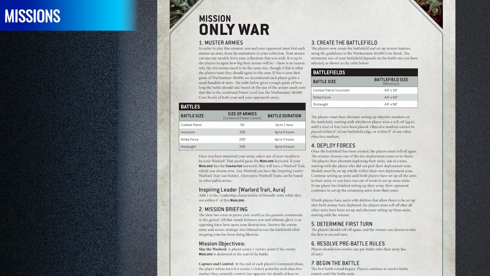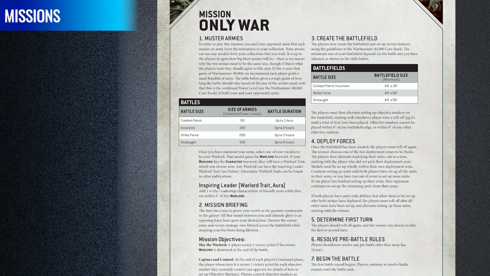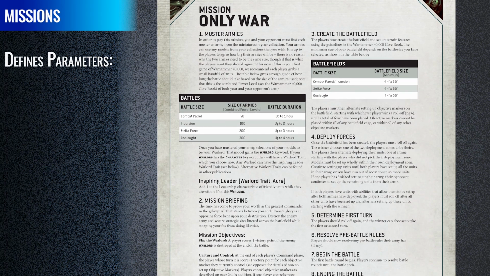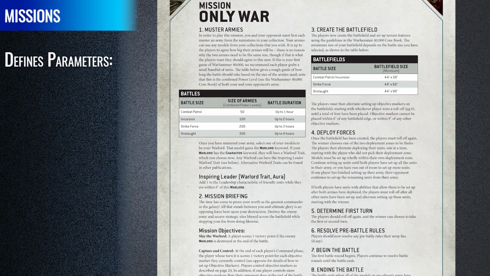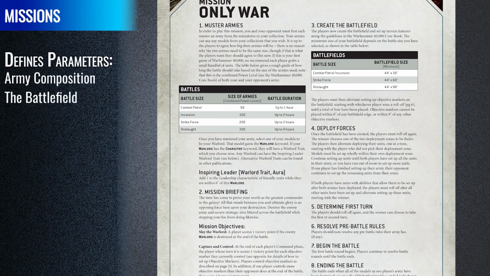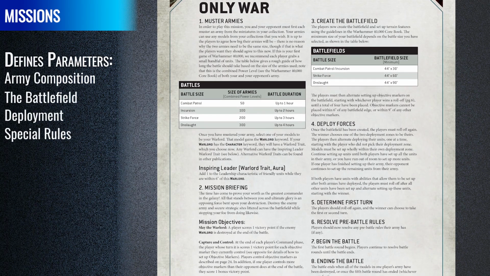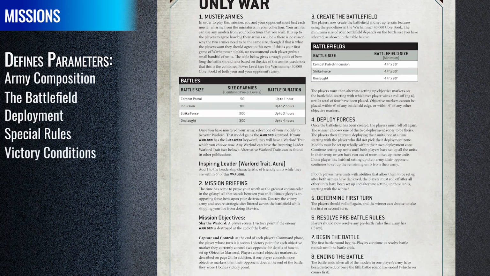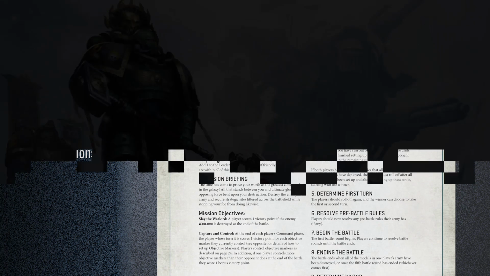Games of Warhammer 40,000 are structured around missions. Defined in various publications, the mission will specify parameters for army composition, the battlefield, and deployment. It will indicate special rules and most importantly establish the victory conditions for the combatants.